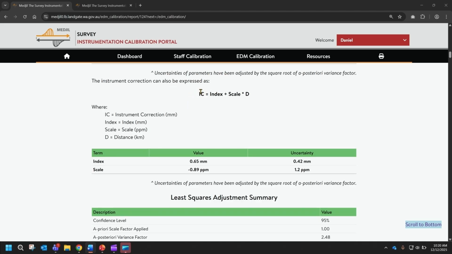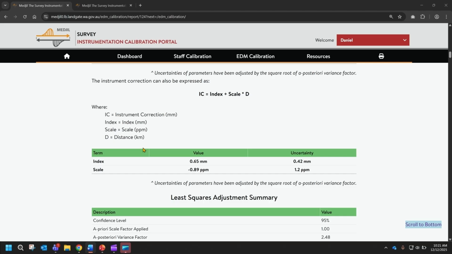The next form, we have the instrument correction, which is slightly different to the D dash, in millimeters is equal to index in millimeters, which is actually the same as 0-point correction, but in different units, plus scale in parts per million, which is equal to the scale correction factor we saw previously, minus 1, then converted to parts per million, multiplied by distance, now in kilometers. So just take note, we've got a lot of different units that are jumping around here.